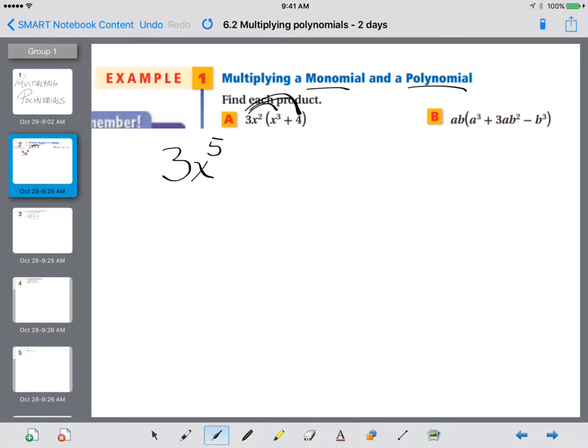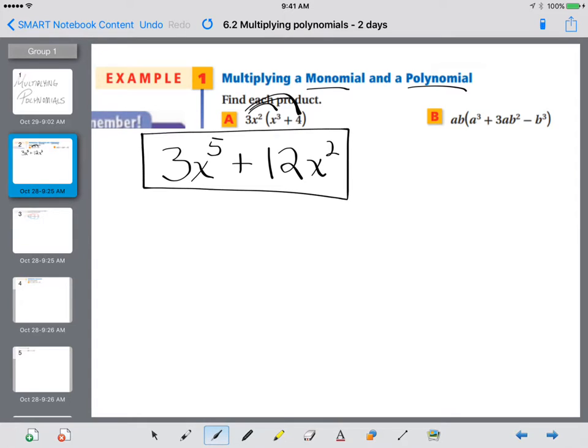Next, I have to take 3x squared times 4. Well, 3 times 4 is 12, and the x squared just comes along for the ride. It's in standard form, highest power down to the lowest.